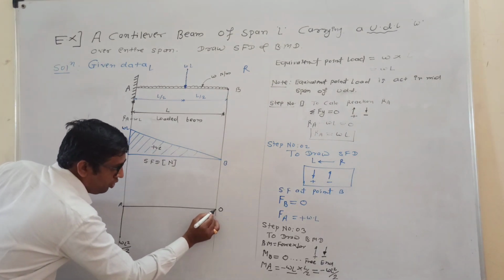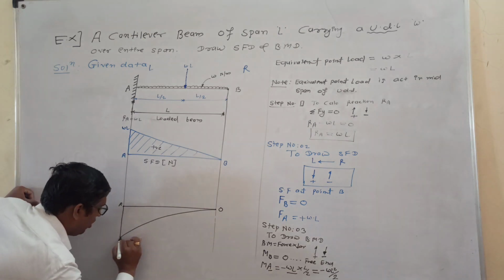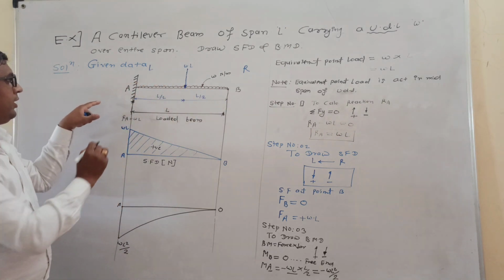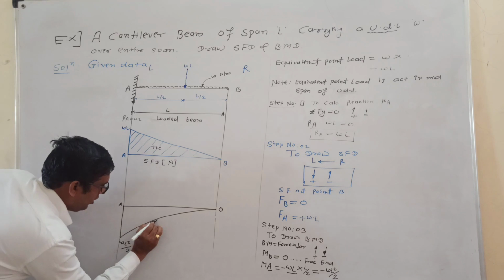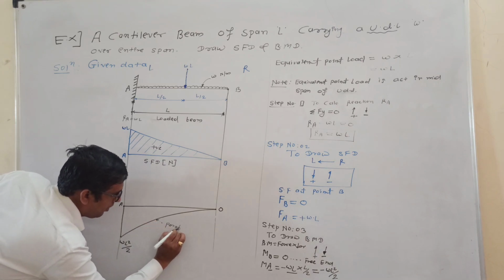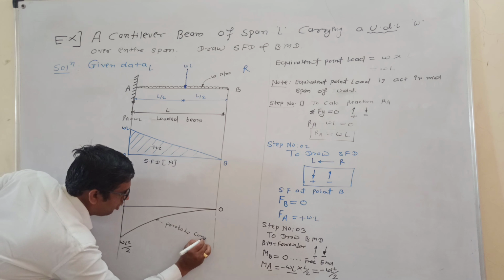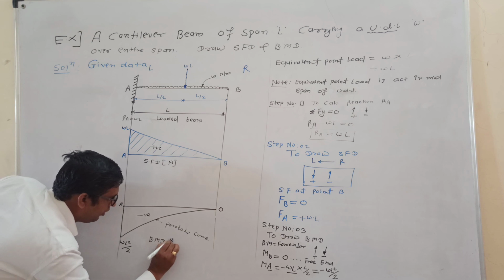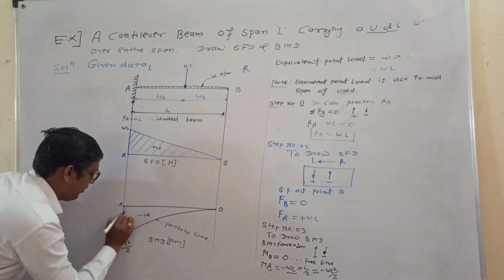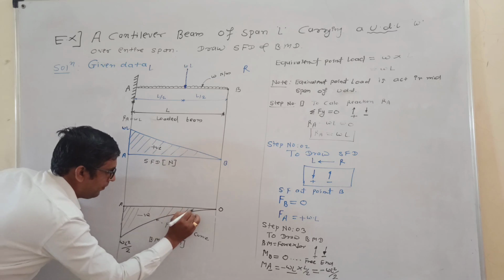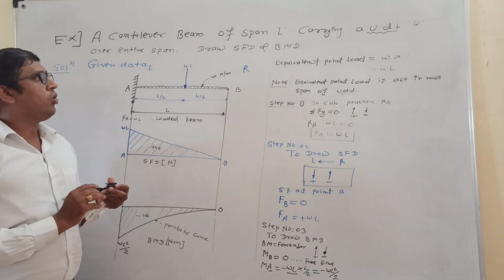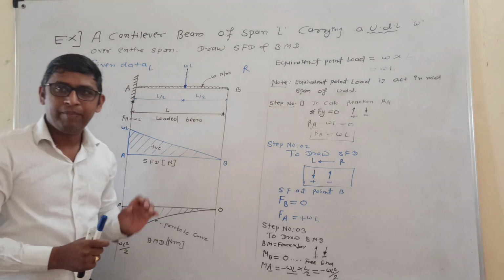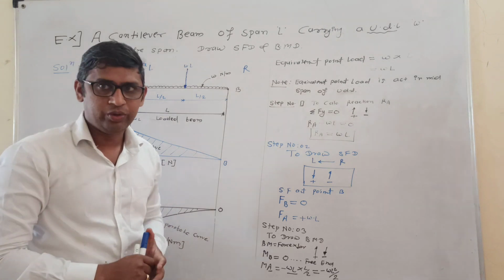You have to draw the parabolic curve. Why a parabolic curve? Because in between B and A there is a UDL. You can say that this is a parabolic curve, and this is your negative bending moment diagram in Newton meter. In this way, you can easily draw the SFD and BMD of a cantilever beam. I hope all of you understood. Okay, thank you.